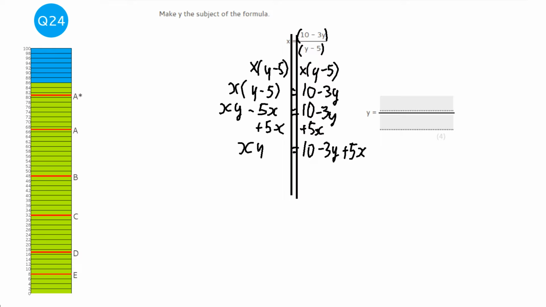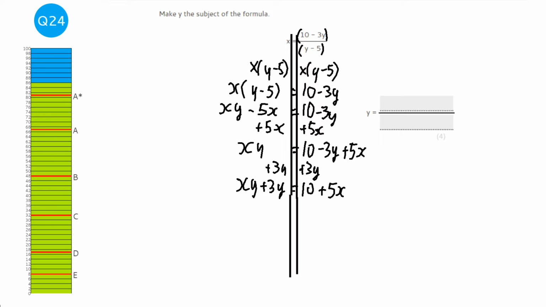Then we want to add 3y to get the y on the left hand side. So we've got xy plus 3y equals 10 plus 5x. I need to extend my line slightly. Didn't do them long enough.